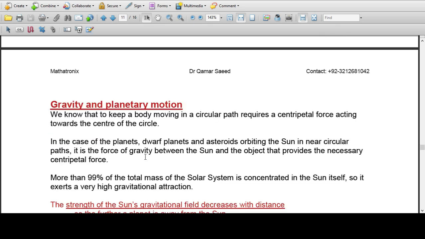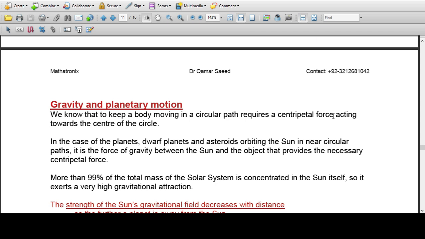Gravity and planetary motion. We know that keeping a body moving in a circular path requires a centripetal force acting toward the center of the circle. In the case of planets, dwarf planets and asteroids orbiting the Sun in nearly circular paths, it is the force of gravity between the Sun and the object that provides the necessary centripetal force.